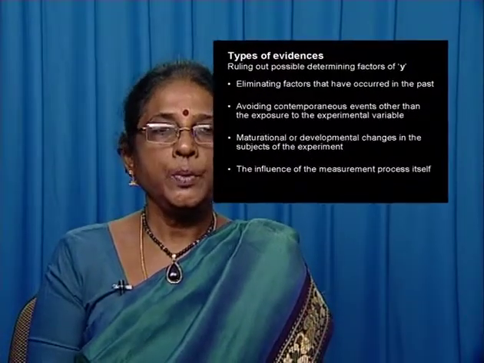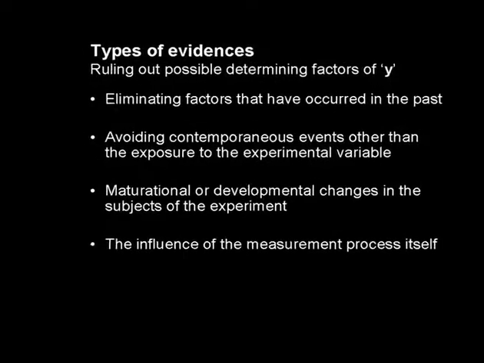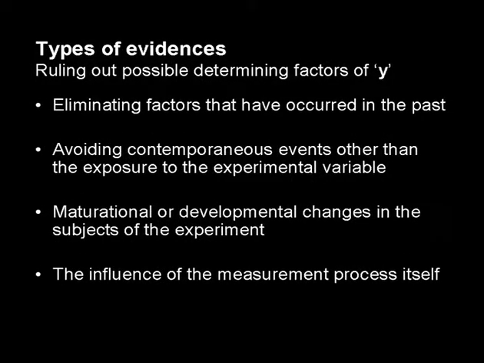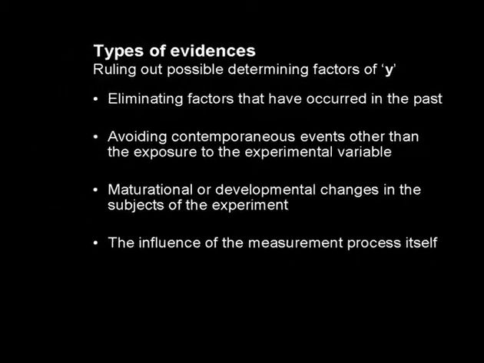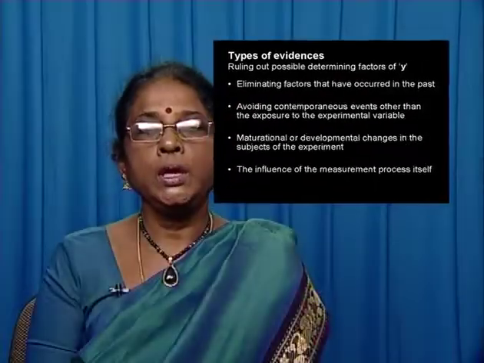The evidence of third type is concerned with ruling out other factors as the possible determining conditions of Y, which may be done in several ways in an experiment. Such possible conditions are avoided by eliminating factors that have occurred in the past, avoiding contemporaneous events other than the exposure to the experimental variable, maturational or developmental changes in the subjects of the experiment, and the influence of the measurement process itself.